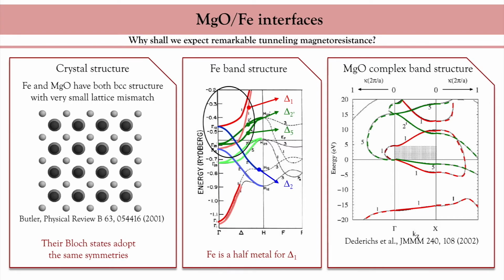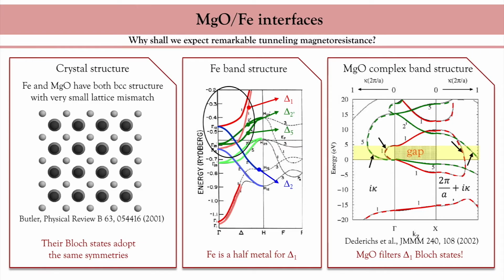The central panel shows the real band structure with the gap marked here. And on the left and right panels, you have the imaginary band structure for two different real parts of the wave vector. What you see is that in the gap, the evanescent wave vector of the delta 1 states is much smaller than the evanescent wave vector of the delta 2 prime, delta 5. Which means that the delta 1 states can tunnel very efficiently, while delta 2 prime, delta 5 and even delta 2 states are strongly damped. In other words, MgO acts like a symmetry filter for delta 1 states.